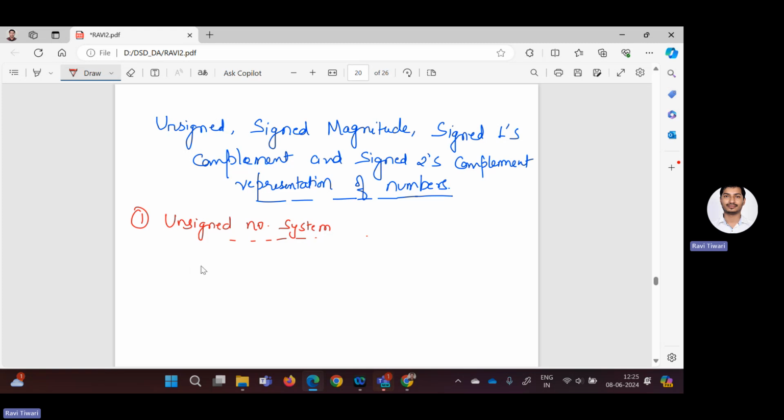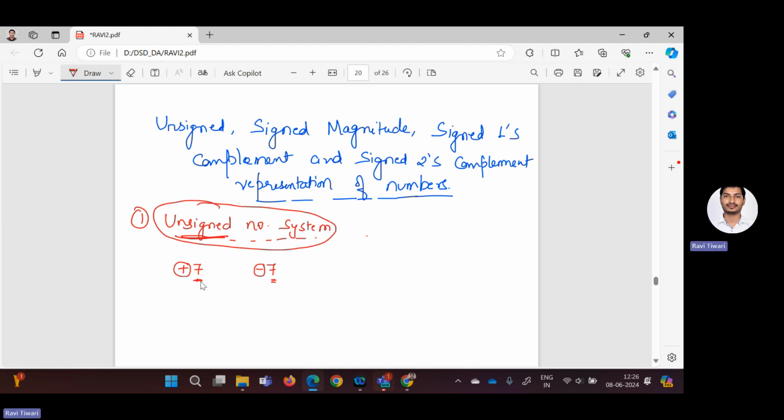In the unsigned number system, we represent any number with the help of its magnitude only. That means if you want to represent plus 7 and minus 7, the representation will be same. Why? Because in the unsigned number system, we represent only the magnitude. We do not check whether it's a positive or a negative. That means we have to represent its magnitude only.